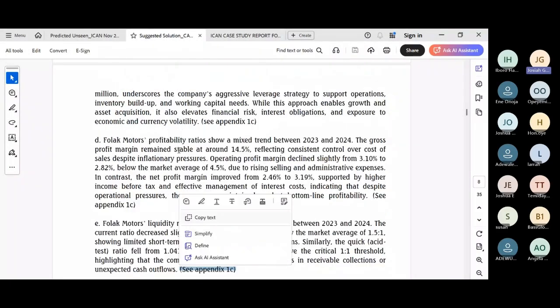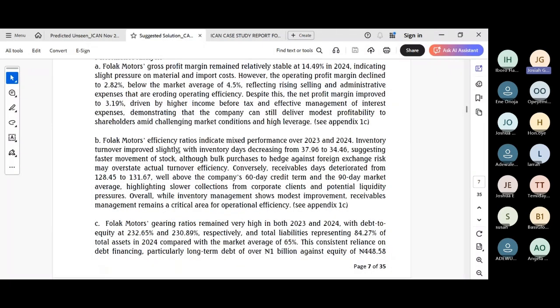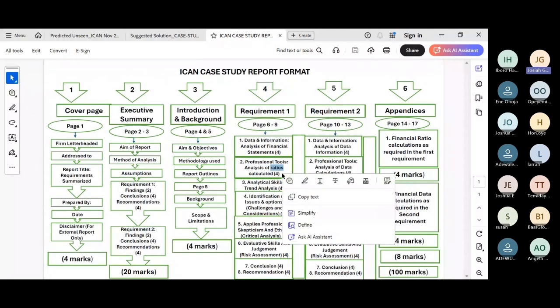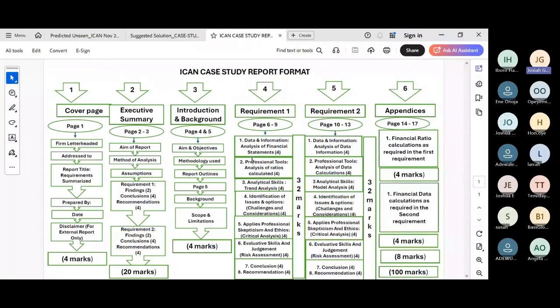So everything you do in box 2 should cross-reference the appendix because you're using professional tools to speak to your numbers. And ratios, trends, common size. And this is where if you are asked a model, you also speak to the model in professional tool. A model is a professional tool. So strategy models or performance models are tools. So this is where you come up with them.